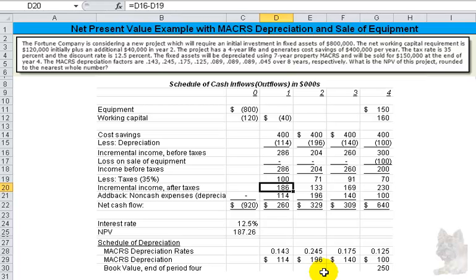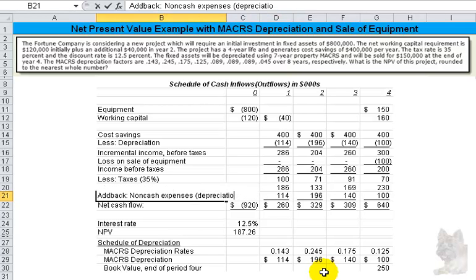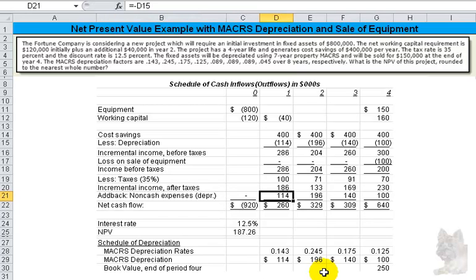Remember, we're working towards a cash number here. We have $186,000. Then we add back the non-cash expenses, which is the depreciation. And I know you can't read all of that. I probably should abbreviate that. I'll just abbreviate it as depreciation so you can see. So we add back the 114 from above, the 196 in year 2, and so forth.